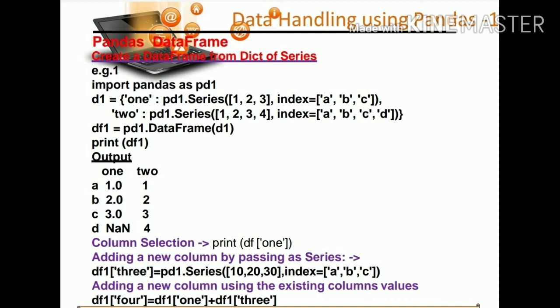Now what are the elements in the series? 1, 2 and 3. Then you know very well that in series we have to give index also. So index is A, B and C. So first column is 1. See the output. First column is 1. Values are 1, 2 and 3 in different rows and index is A, B, C.